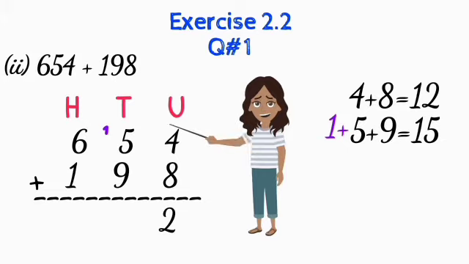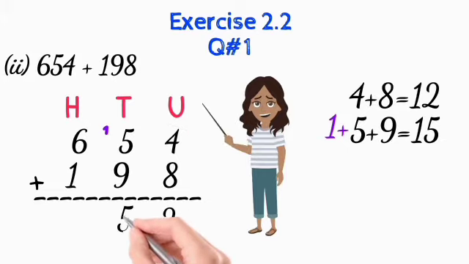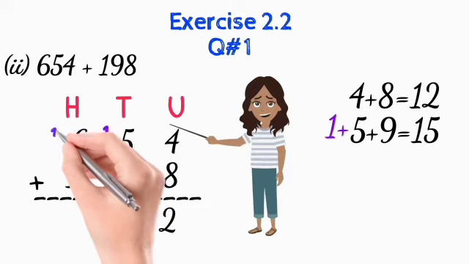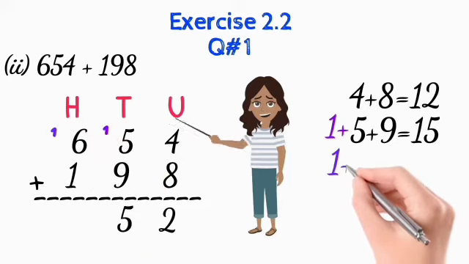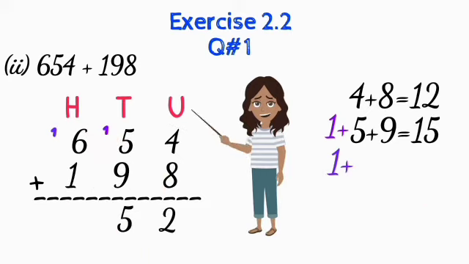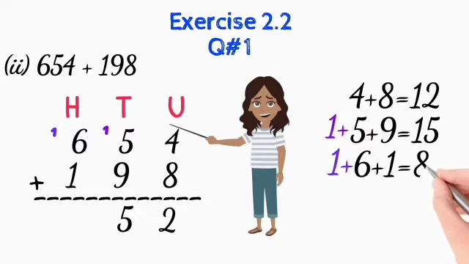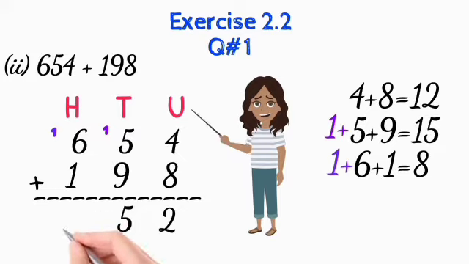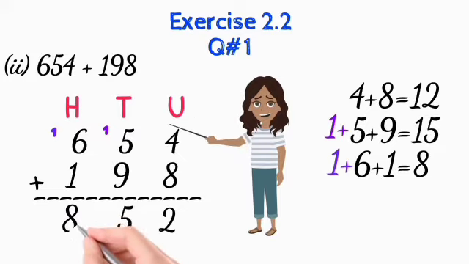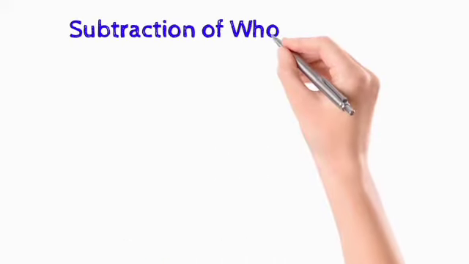Now we add tens place digits. 1 plus 5 plus 9 is 15. We write 5 in answer at tens place digit and carry 1 in hundred place digit. Now we add hundred place digits. 1 plus 6 plus 1 is 8. Write 8 in answer at hundred place digit. Hence, 654 plus 198 is equal to 852. Our next topic is subtraction of whole numbers.